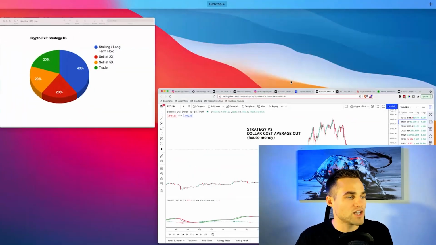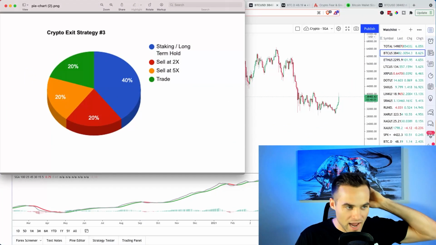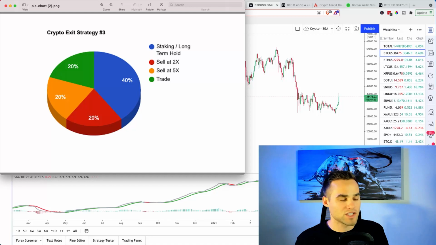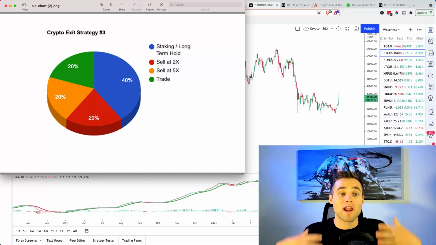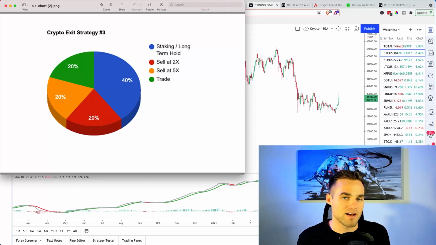The third strategy is kind of a blend, and I do strategy 2 and strategy 3 personally. I dollar cost average out of my positions, and I also have a percentage of my portfolio that I'm never going to sell, right? And then I'm just staking on different platforms to earn passive income, because my goal is to have enough money in crypto that I have a lot of passive income coming in, where I never have to even think about money, right?